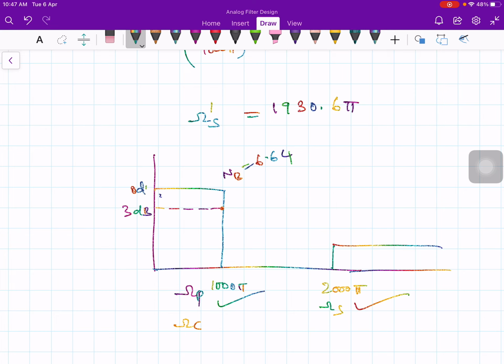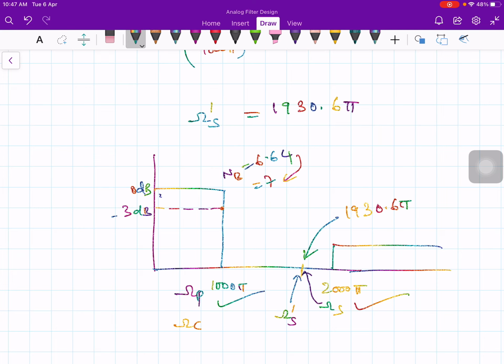This is 0 dB and minus 3 dB, no problem. But we did not take 6.64, we have taken 7. Because of slightly increasing the order, this omega s is shifted to the left, this value, and this value let me call omega s prime, and this is going to be 1930.6 pi. And this is a welcome feature.